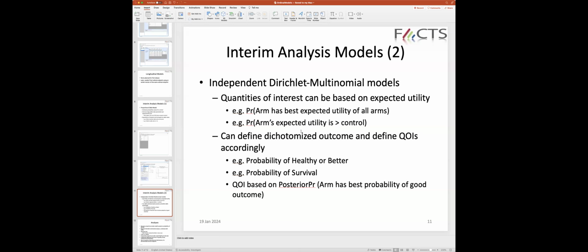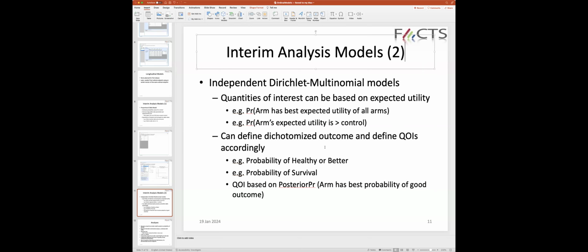Alternatively, we can also define quantities of interest based on what's the posterior probability that an arm's expected utility is better than control, or better than control by 1 unit of utility, or whatever. So lots of familiar, powerful things there too.